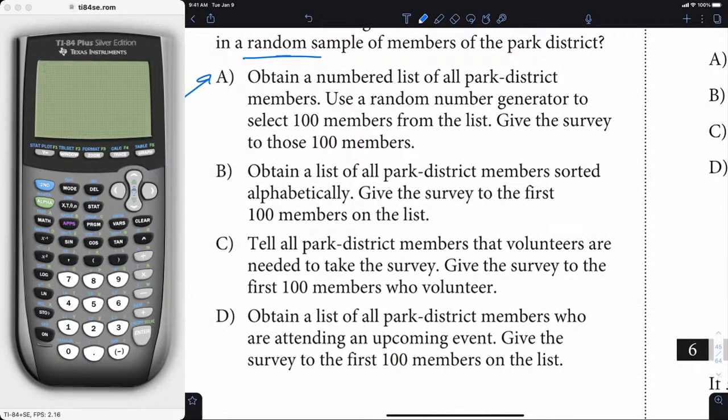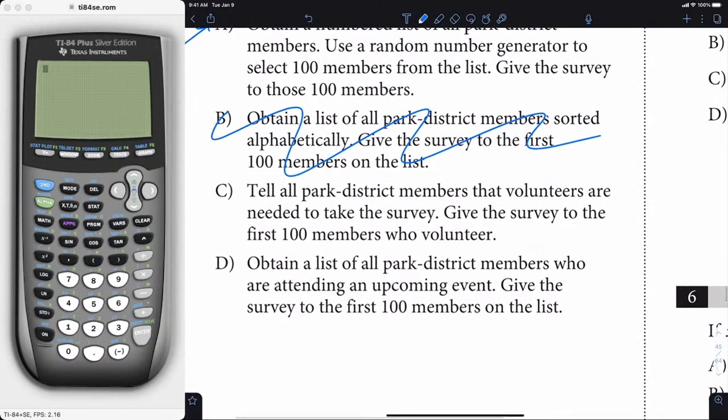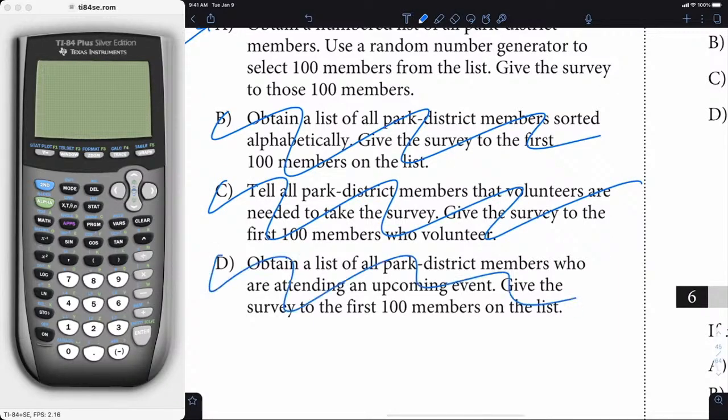Obtain a list of all Park District members sorted alphabetically. No. This part right here already gives some bias, and then it's giving the survey to the first. No, that's too biased. Doesn't make sense. Tell all Park District members volunteers. No. Biased again. Obtain a list of all park who are attending an upcoming event. Again biased, so the answer is A.